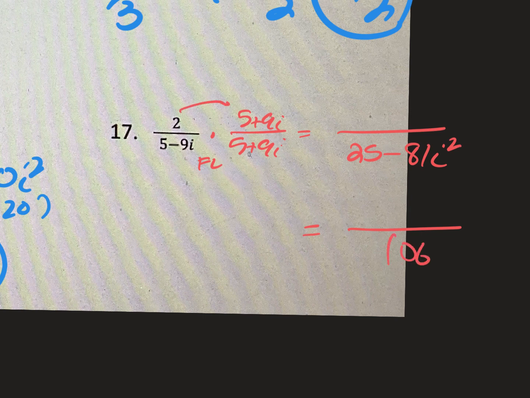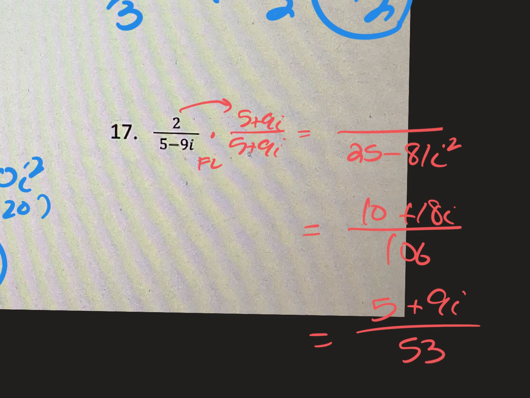In my numerator, I'm just going to distribute. 2 times 5 is 10. 2 times 9 is 18. And I would be done, except all those numbers are even, so I'm going to reduce all of them. 2 goes into 10 5 times, goes into 18 9 times, goes into 106 53 times. And there you have it.